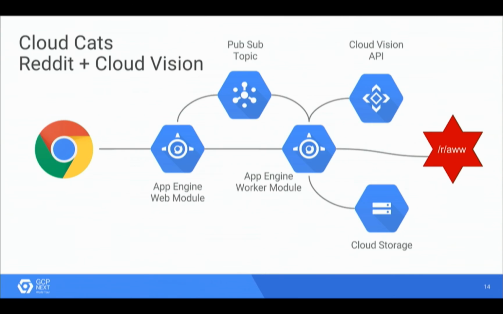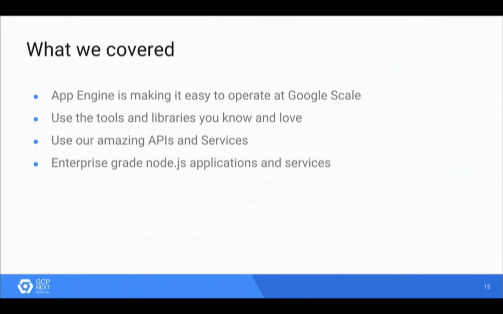Once you have the classification, you can use Pub/Sub, which is a messaging service. It's kind of like Kafka and JMS, but it's cloud-based. You can push the classification to the topic, and then the front end gets that and sends it back to the browser. So that's how it works. All the pieces that you need are there. What we covered is that we have App Engine, we have the tools and libraries, and all the APIs and services ready for you.